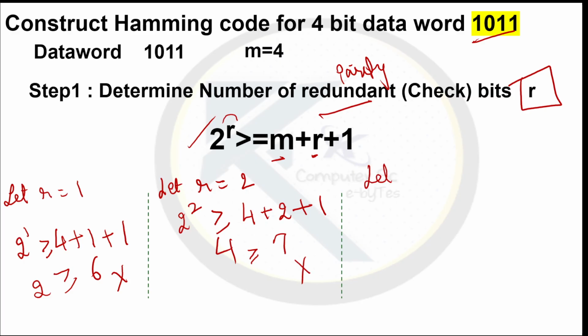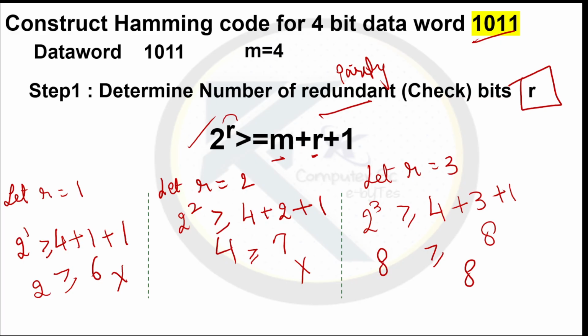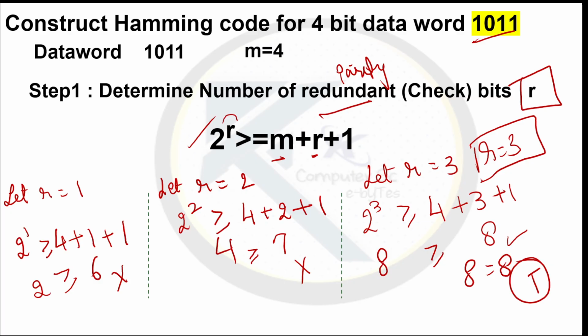So let R be equal to 3. So 2 to the power of 3 should be greater than or equal to 4 plus 3 plus 1. So this gives me 8. And on this side also I get 8. So 8 is equal to 8. So this is true. So we will finalize the value of R to be 3. Right? So I can just write over here, R is equal to 3.